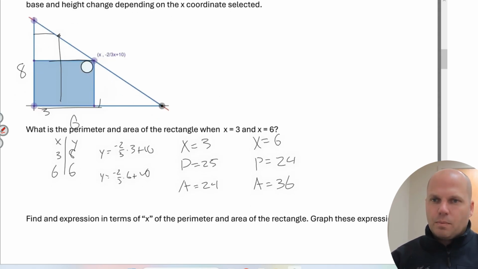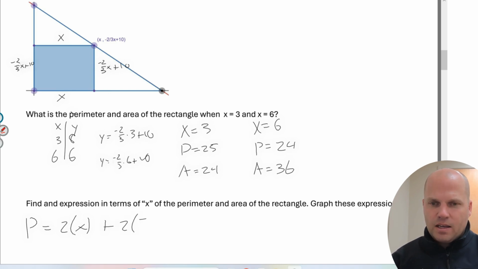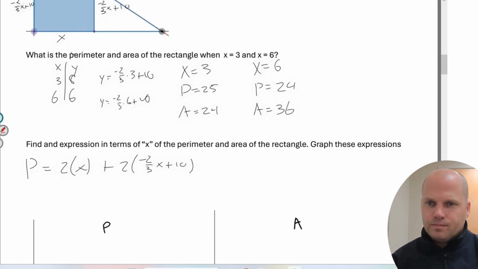But the purpose of this unit is to be able to turn geometric situations into algebraic expressions, and evaluate them. My perimeter at any x value will be this x plus this x, and then these negative 2/3 x plus 10s, and these negative 2/3 x plus 10s. So I have 2 of my x's and 2 of my negative 2/3 x plus 10s. My perimeter is 2x plus negative 4/3 x plus 20.